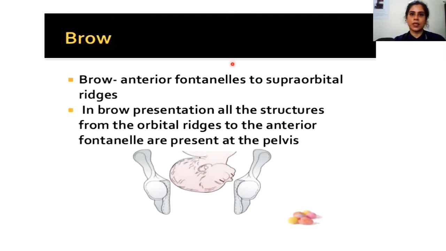Coming to the next presentation, which is the brow presentation. The brow is an area between the anterior fontanelle and the supraorbital ridges. So these are the supraorbital ridges, and this is the brow, the area of the anterior fontanelle. In brow presentation, all the structures from the orbital ridges to the anterior fontanelle are present, as I have told you. From here to here, this area is the brow.